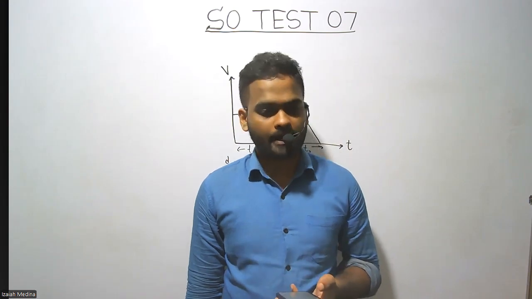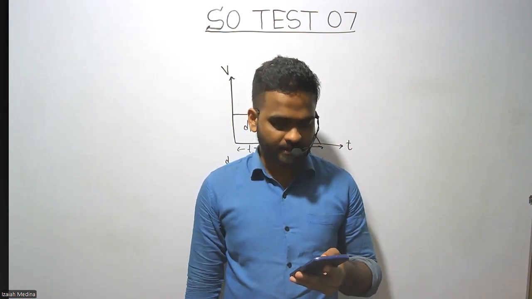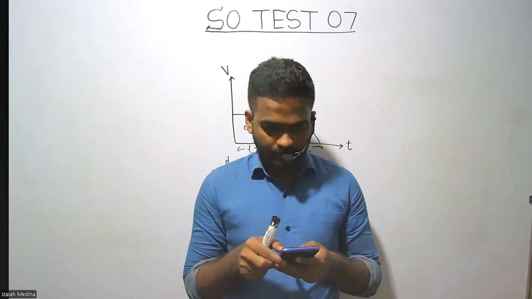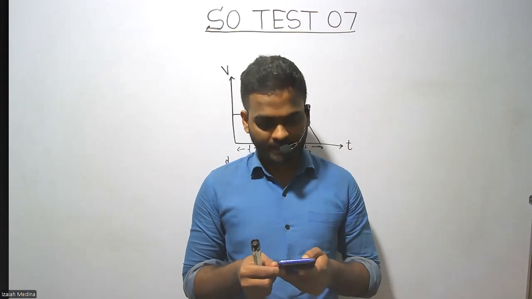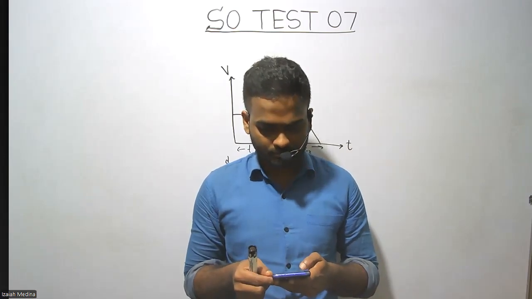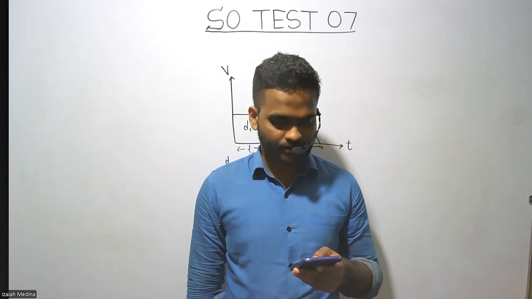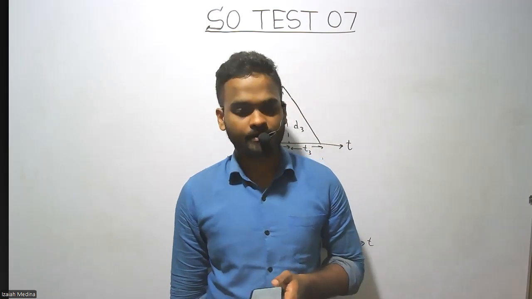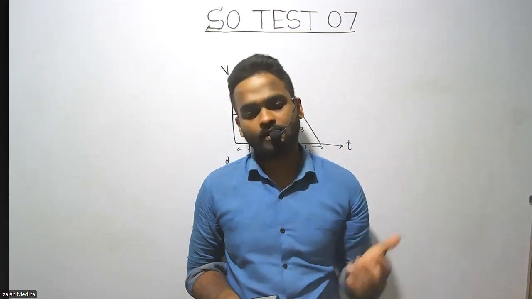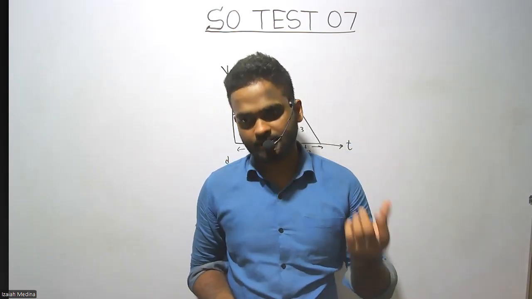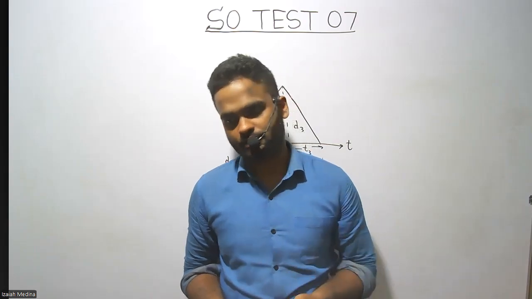Right, eighth question. Velocity time graph of a particle is given below. D1, D2, D3 are distances traveled within T1, T2 and T3 time periods. The graph that best describes the variation of distance with time is, right? So this is not displacement time, this is distance time. So distance time means it doesn't have a direction. So you only have to consider the magnitude, right?